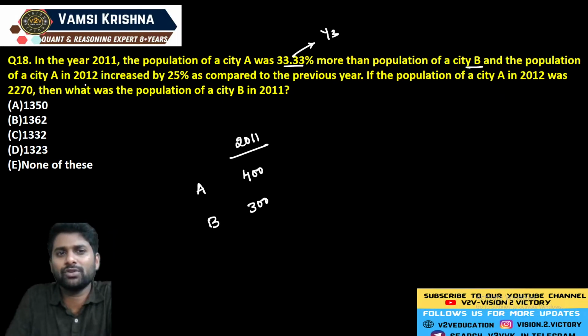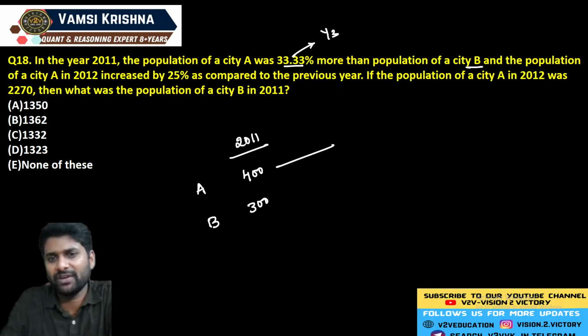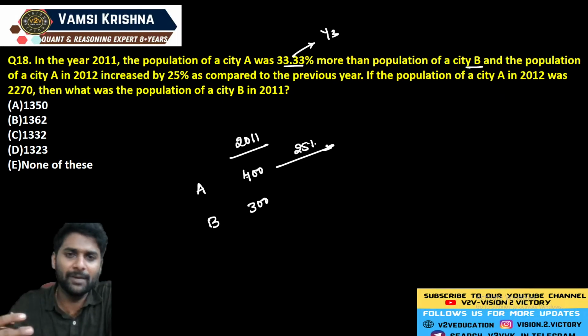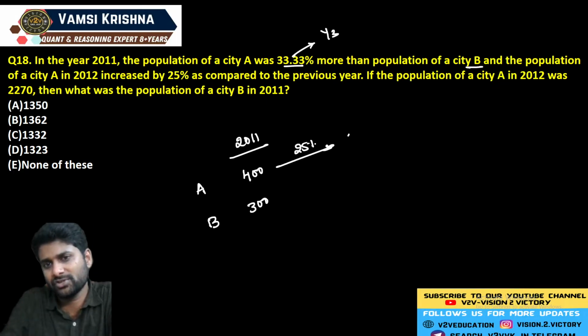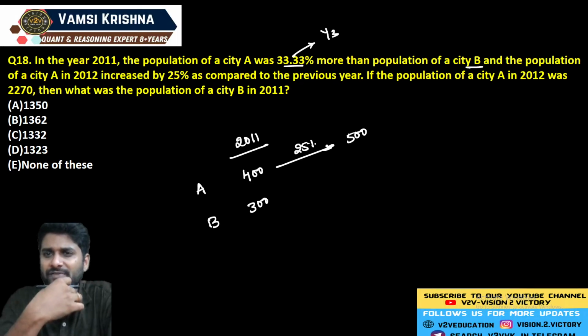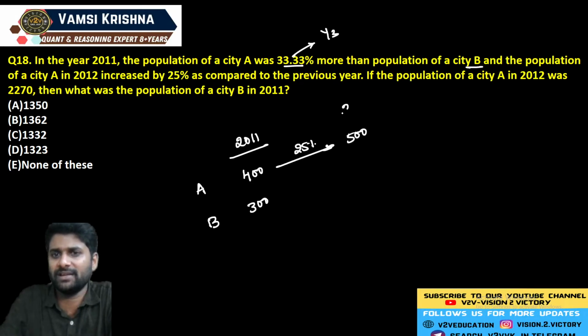Now city A in 2012 increased by 25%. 25% means one fourth of the value is increased. Every 4 people, 1 is added. Every 400 people, 100 people are added, which means the new population is 500. Another question: what is the population of city A in 2012? The data given for 2012 was 2270. So 500 units is exactly equal to 2270.